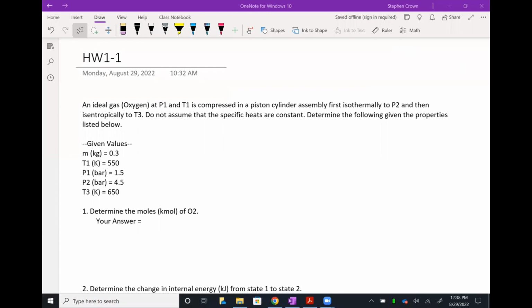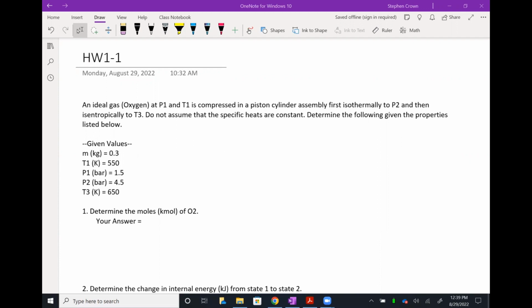I'd like to give you some assistance with homework 1, problem 1. An ideal gas, oxygen, at P1 and T1 is compressed in a piston cylinder assembly, first isothermally to P2 and then isentropically to T3. Do not assume that the specific heats are constant. Determine the following given the properties listed below.